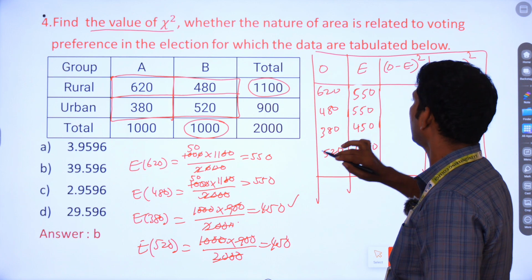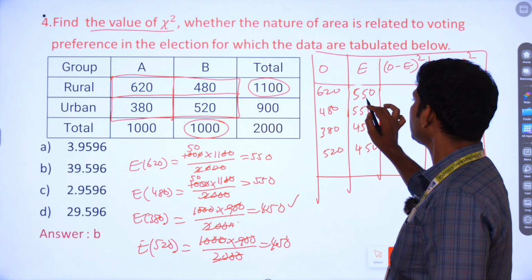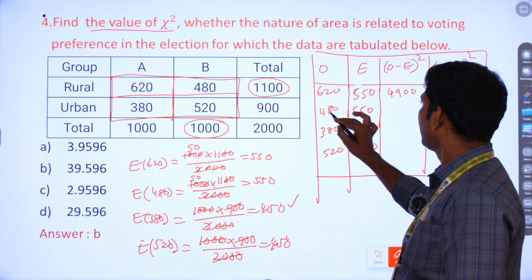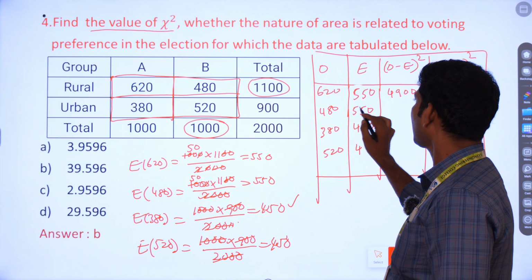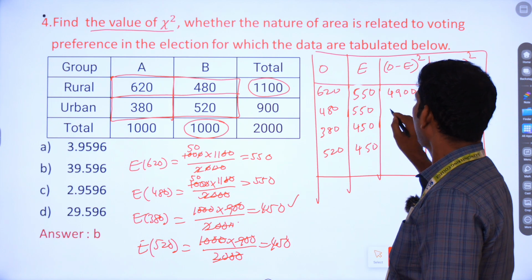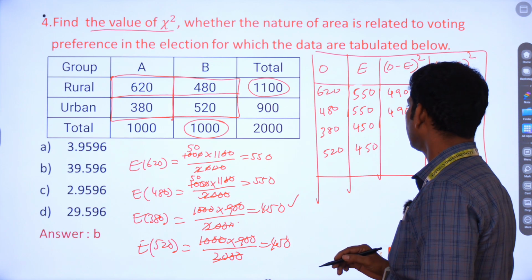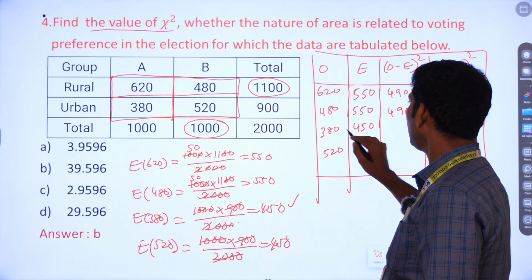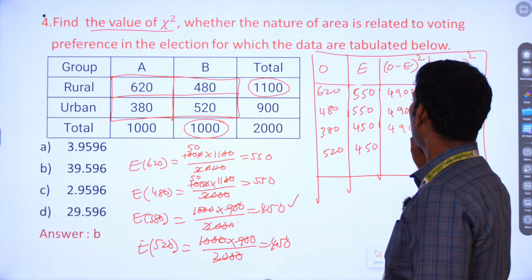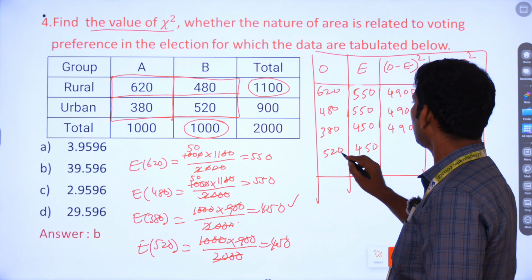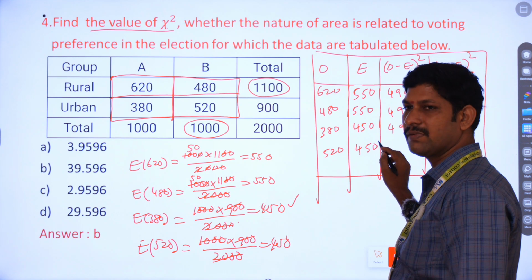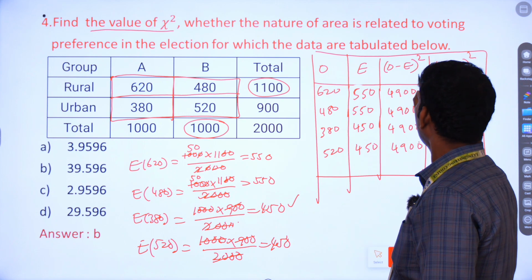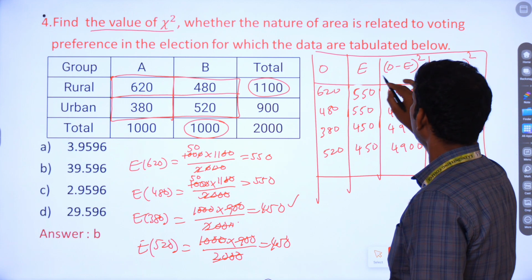Now observed minus expected, squared. We need to subtract both. 620 minus 550 is 70, and 70 squared is 4900. Next, 480 minus 550 is minus 70, and minus 70 squared is 4900. Again 380 minus 450 is minus 70, squared it is 4900. And 520 minus 450 is 70, squared 4900. Now we need observed minus expected squared, divided by expected.